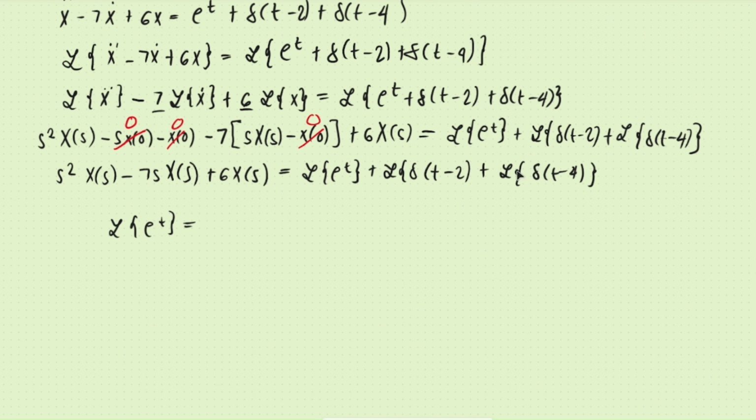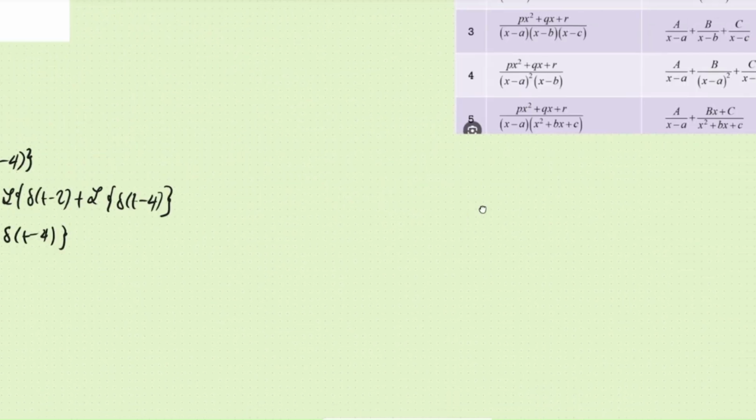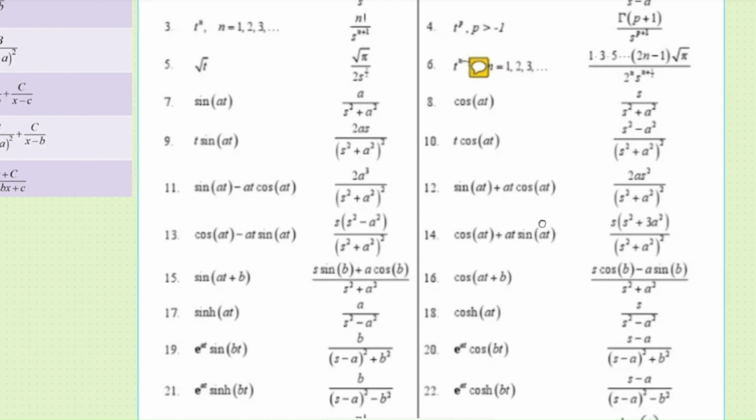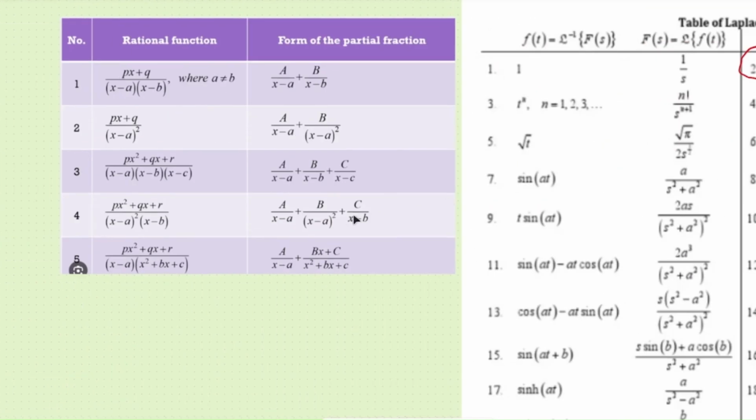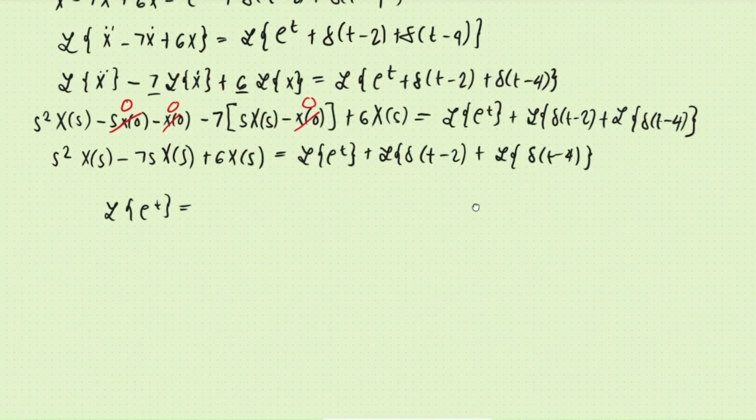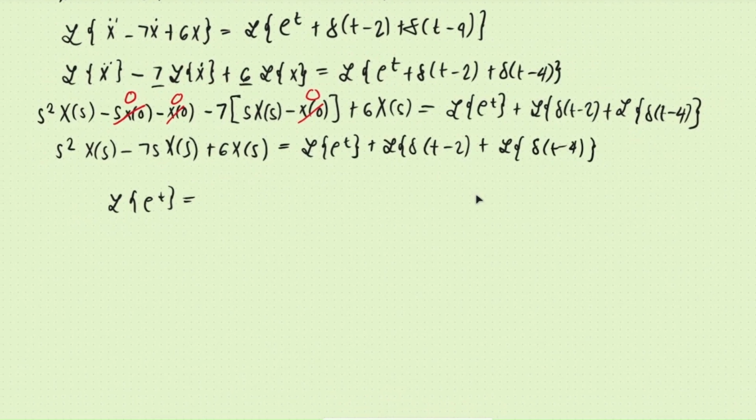Let's review the Laplace transforms. We have a formula here, and we're going to use this one. The Laplace transform of e to the at, where a is a constant, is just 1 over s minus a. So what is our a? Our a is just 1, right? So the Laplace transform of e to the 1t is 1 over s minus a, and a is 1, so that's 1 over s minus 1.